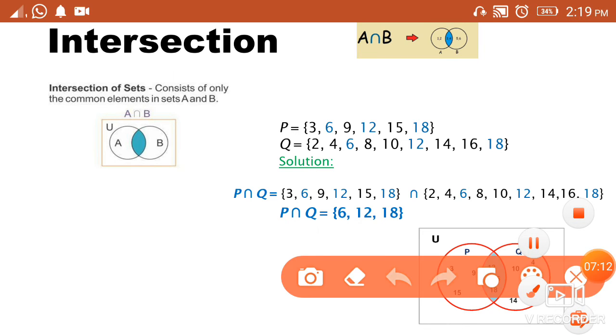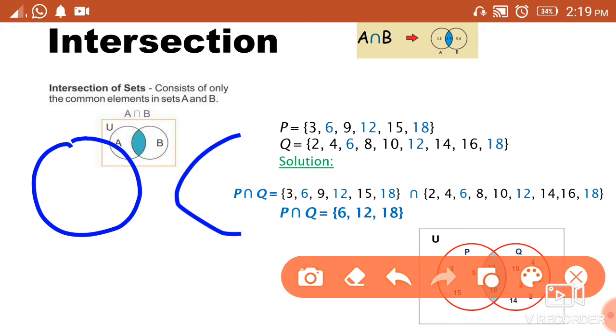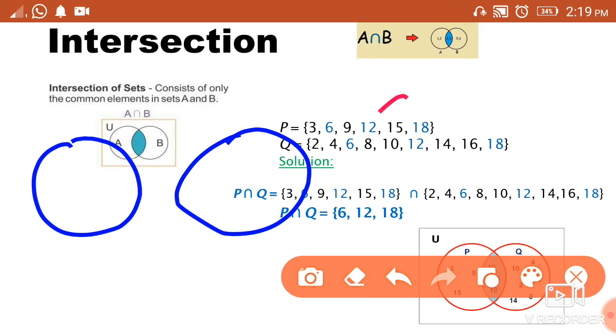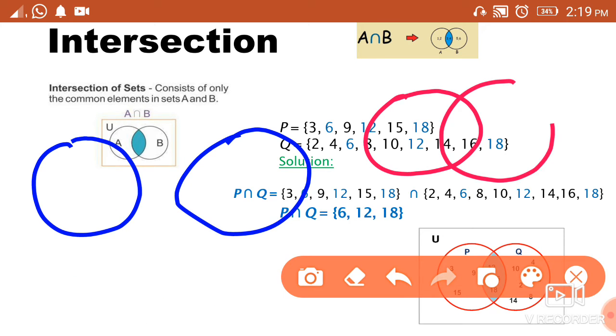Disjoint circles can be drawn like this. These are the disjoint circles. It means they do not have any common element. If we have common elements in our sets, then we will draw overlapping circles. Overlapping circles means circles will be drawn like this.